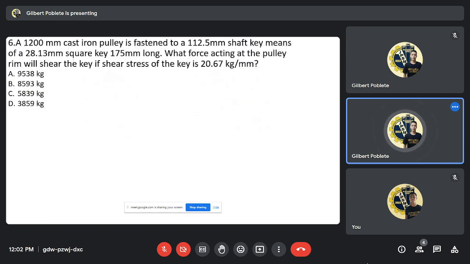Okay, number 6. A 1,200 cast iron pulley is fastened to a 112.5 millimeter shaft by means of a 28.13 millimeter square key with 175 millimeter long. What force acting at the pulley ring will shear the key if the shear stress of the key is 20.67 kilogram per millimeter squared?